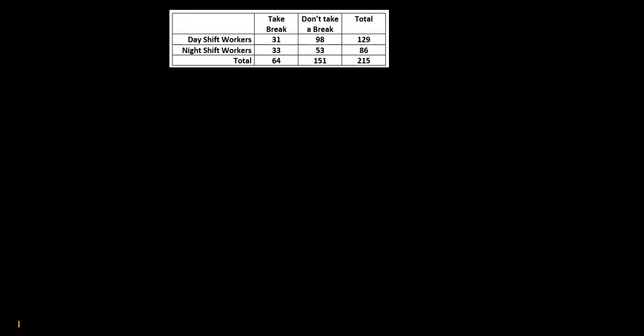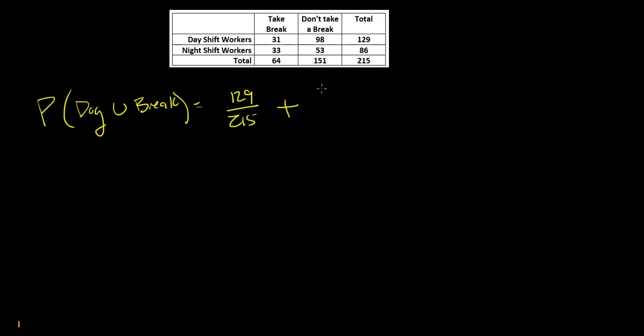All right, so here is back to our table. Day shift, night shift, take a break, not take a break. What if I said, what's the probability you are working the day shift or you take a break? Okay, well, I'm going to follow the formula. I'm going to take the probability that you work the day shift, which is 129 out of 215. And I'm going to add the probability to take a break. 64 people take a break out of 215.